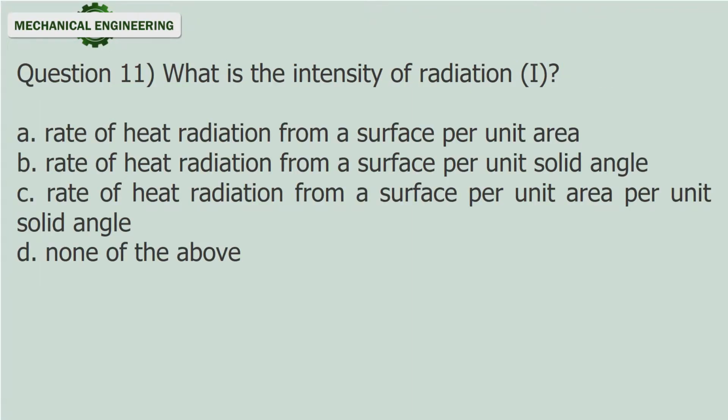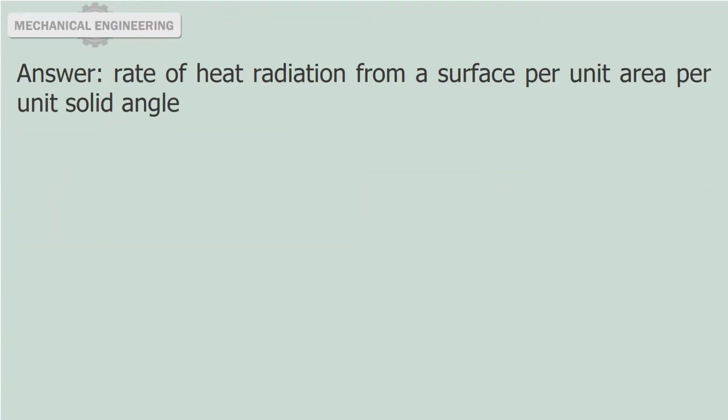Question 11. What is the intensity of radiation I? A. Rate of heat radiation from a surface per unit area. B. Rate of heat radiation from a surface per unit solid angle. C. Rate of heat radiation from a surface per unit area per unit solid angle. D. None of the above. Answer: rate of heat radiation from a surface per unit area per unit solid angle.